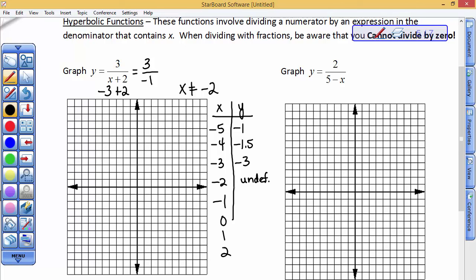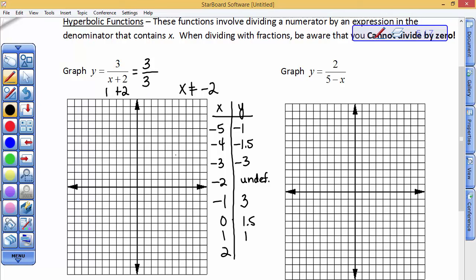Let's go ahead and put a negative 1 in for x, and we add to that, and we'll get a positive 1. 3 divided by 1 is a positive 3. When I put in 0 for x, 0 plus 2 is 2. 3 divided by 2 is 1.5. And we're starting to see some numbers we've seen before, except for different signs. When I put a 1 in for x, 1 plus 2 is 3. 3 divided by 3 is 1.